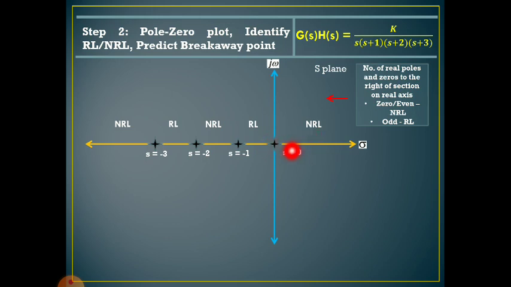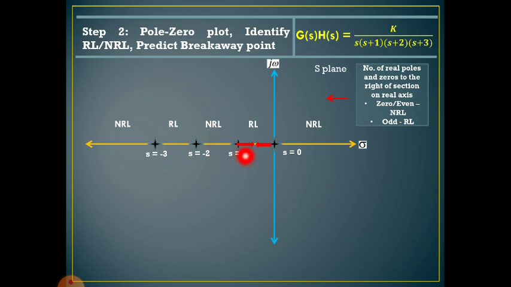So now here you can observe there is a pole at s is equal to 0. This pole on the real axis has two options. It can either move towards left or towards right, but it cannot move towards right because it is a no root locus region, so it will move towards left. Similarly, you have a pole at s is equal to minus 1, which also has two options. It can move towards left or towards right, but it cannot move towards left because it is a no root locus region, so it has to move towards right.